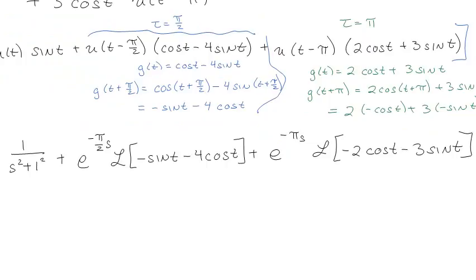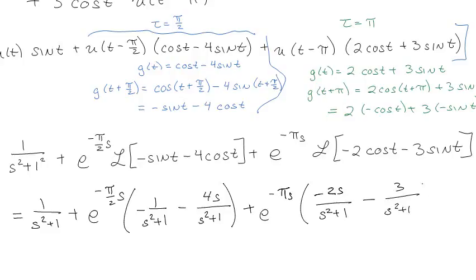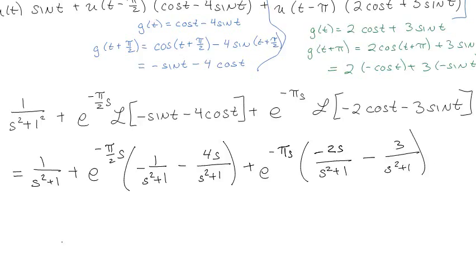Okay, so that's nice. So now I can go ahead and just finish off the Laplace transforming. With e to the minus pi over 2 s, that's minus 1 over s squared plus 1 minus 4s over s squared plus 1. Well, this isn't too bad. This isn't scary at all. Then e to the negative pi s times negative 2s over s squared plus 1 minus 3 over s squared plus 1. And if I get super excited about simplification, I can combine some of those terms.